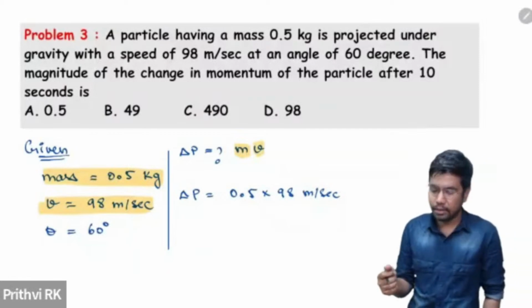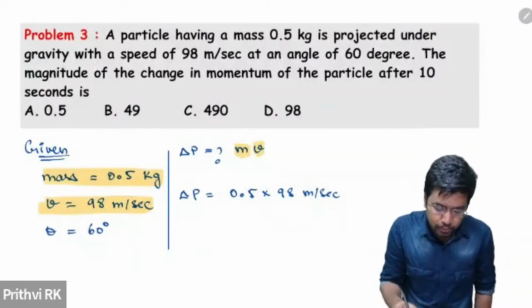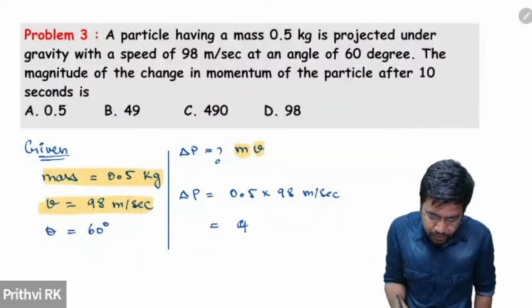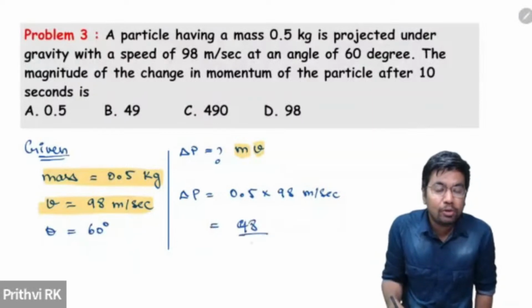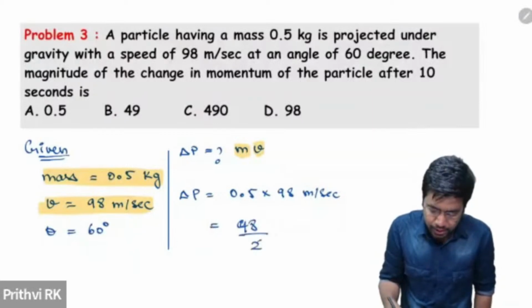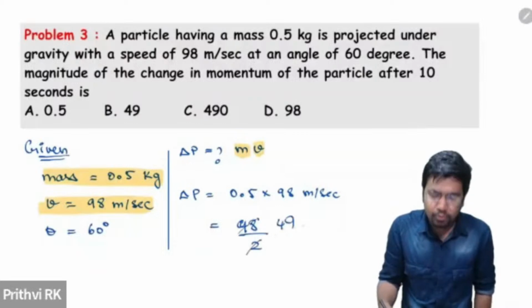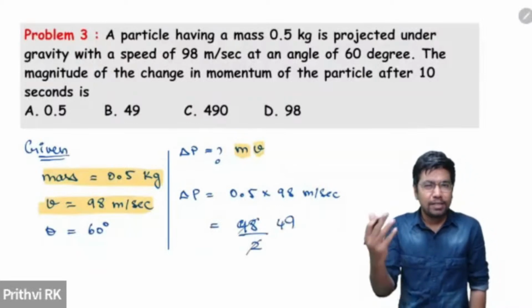Very good. See, I don't actually want you to multiply. All you can do is 98 divided by 0.5. You can write it as 1 by 2, right? So divide 98 by 2. That's it. Directly we'll get 49 meter per second. Right? It's a very simple sum.